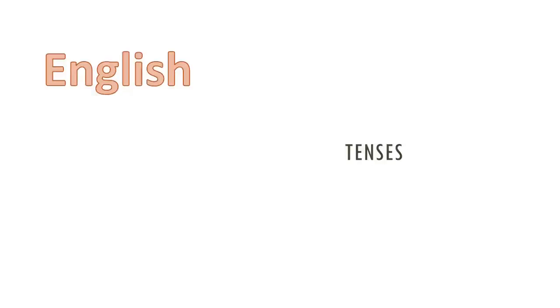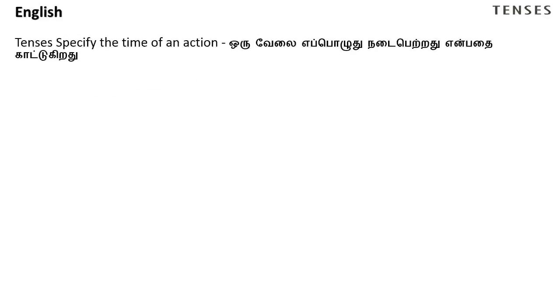So what is tense? Tense specifies the time of an action. It exactly talks about when an action is done. Okay, see, ஒரு வேலை அல்லது ஒரு செயல் எப்பொழுது நடைபெற்றது என்பதை tense அல்லது காலம் காட்டுகிறது. The simple meaning of tense is காலம், time.